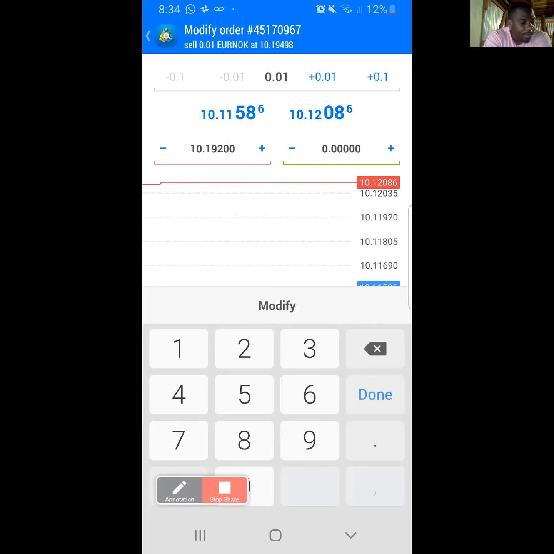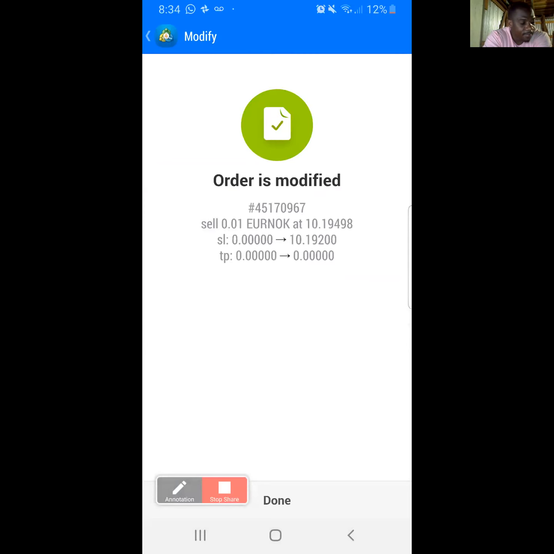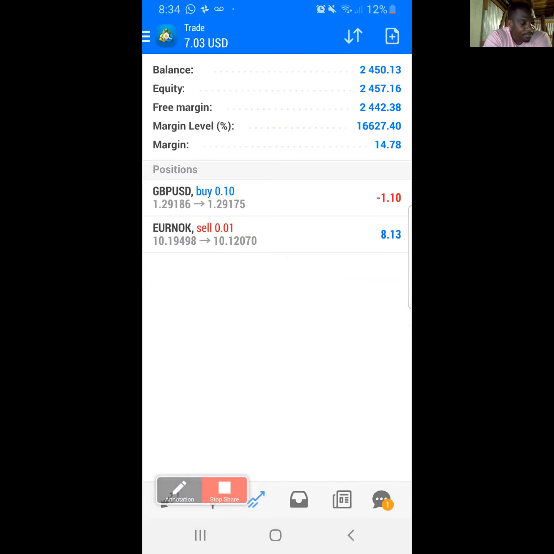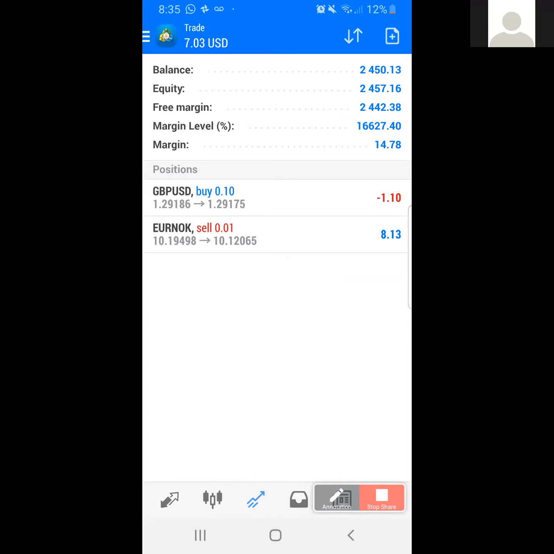I'm in a sell trade. This figure that I just entered is lower than my entry price. So once I hit modify, and I go to the charts.